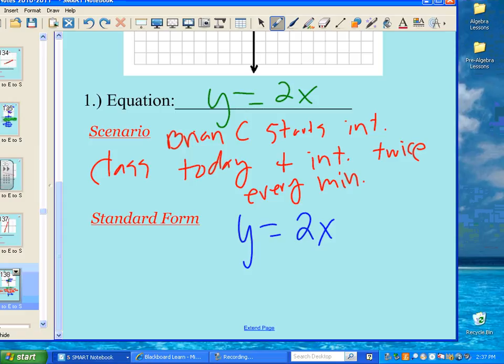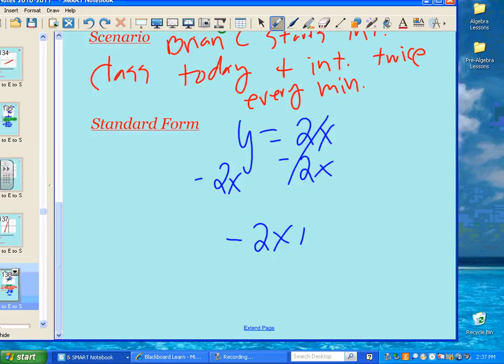Okay. All right, Anastasia, I know you just came in, but what's the first thing we need to do to put that in standard form? Good. So standard form, we have negative 2x plus y equals 0. Alina, how do we get rid of the negative? I lost you guys. How do we get rid of the negative? Good. Multiply everything by negative 1. So we have 2x minus y equals 0.